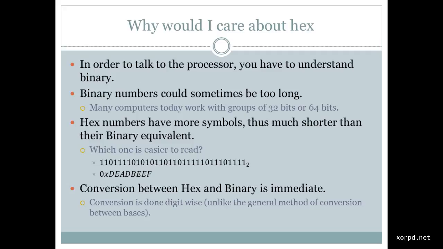Why would you care about hex or base 16? We talked about it pretty much, and you are going to do some interesting exercises about it. So maybe it's a good time to think why we are doing it at all. The first point is that in order to talk to the processor, you have to understand binary or something that relates to binary. That is mostly true in assembly programming.